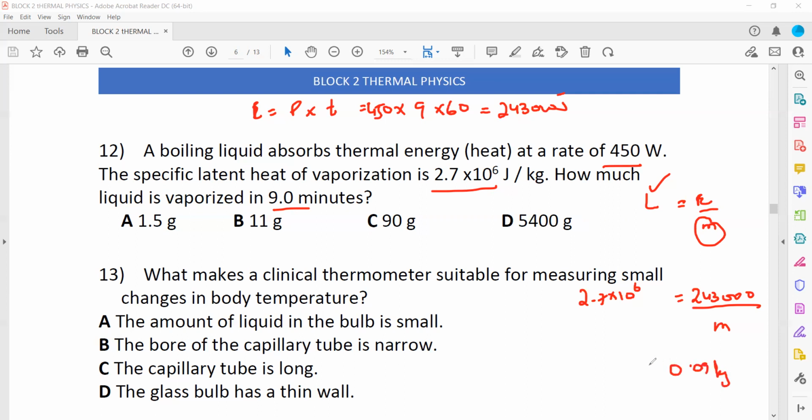kilogram. Why kilogram? We are getting the answer in kg because the latent heat was joule per kilogram. If latent heat is joule per kilogram, we'll get the answer in kilogram. If latent heat is joule per gram, we'll get the answer in gram. So this is kilogram, but all the options are given in grams. So we'll multiply by 1000, so it will come out as 90 grams. So C will be the right answer.